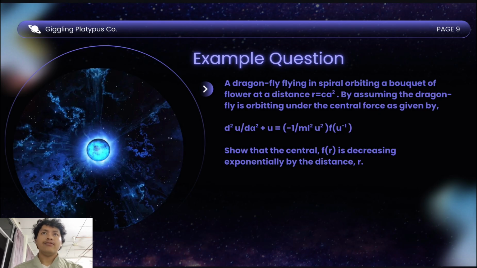A dragonfly is flying in a spiral, orbiting a bouquet of flowers at a distance of r equal to c alpha square. By assuming the dragonfly is orbiting under the central force as given by d square u over d alpha square plus u equal to negative 1 over ml square u square f of u to the power of negative 1, show that the central force is decreasing exponentially by the distance r.